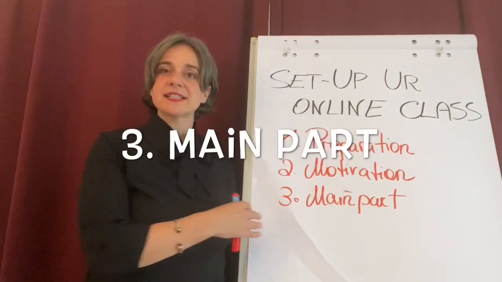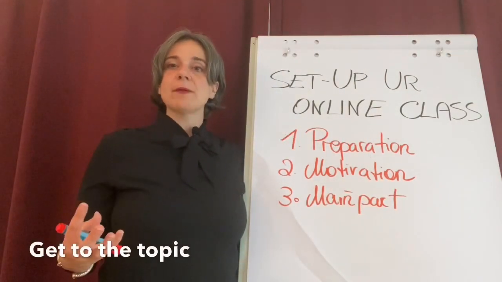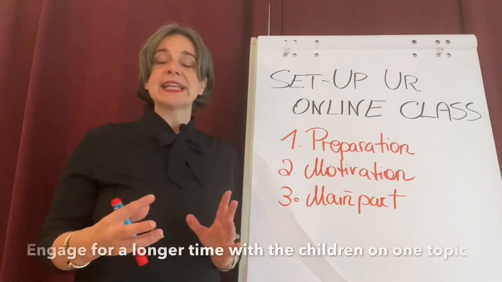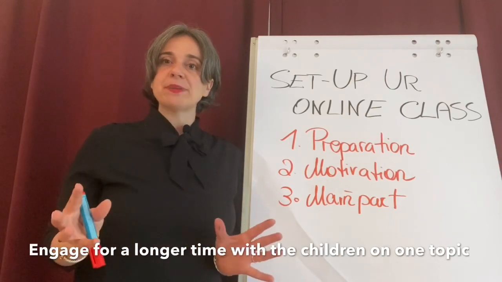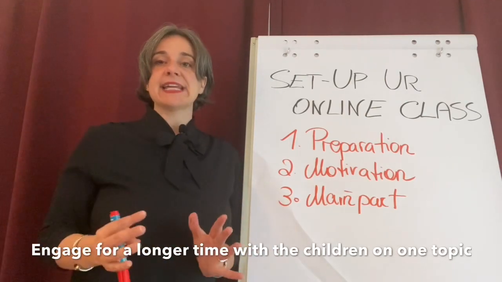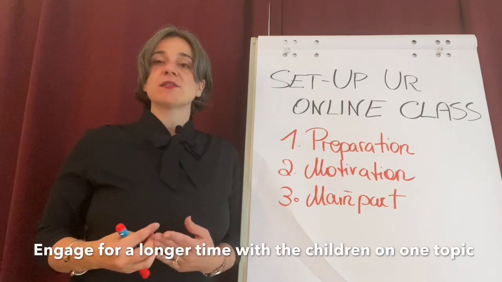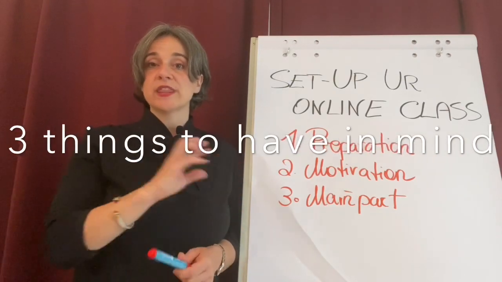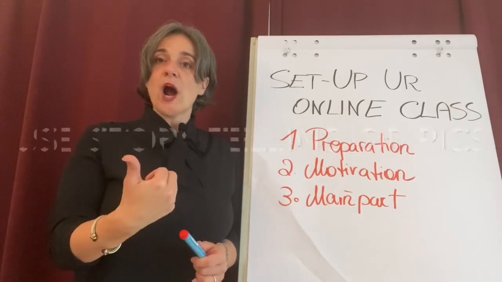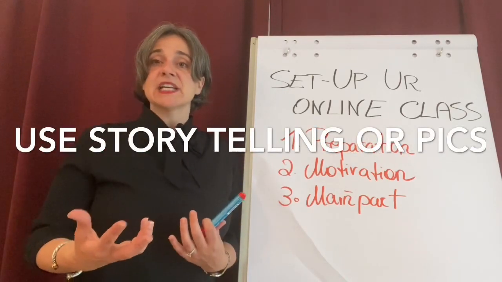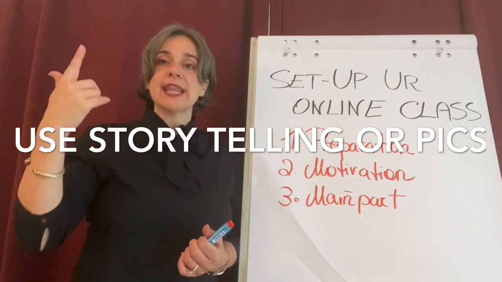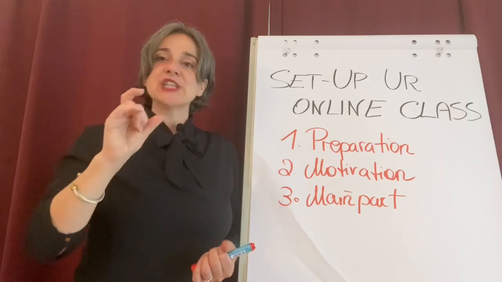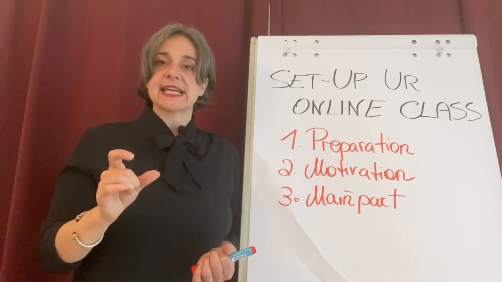The third part is the main part. So now you're coming to the topic that you really want to tell to the children. Now you really engage for a longer time period on what you would like to convey to the children so that they know about it. There are also 3 things that I'd like to give you with this main part. Number 1, use storytelling so that the children are always connecting to a story or a picture that you showed in the beginning. Always connect it to your exercise.